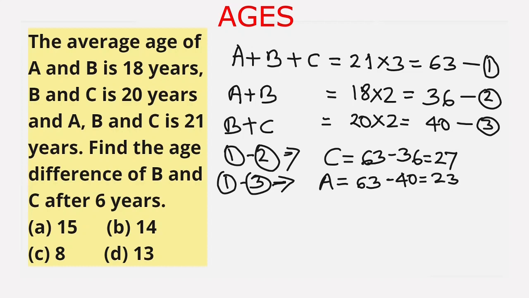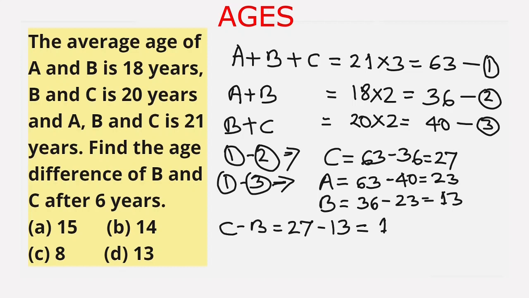Now we know the age of A. We can get the age of B from equation number 2. So B is equal to 36 minus 23, that is, A plus B is 36 and A is 23. Therefore, B is equal to 13 years. To find the difference of age between B and C, C is 27 and B is 13. Therefore, the age of C minus the age of B is equal to 27 minus 13, equal to 14 years.